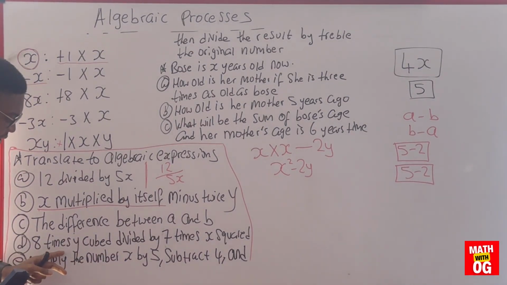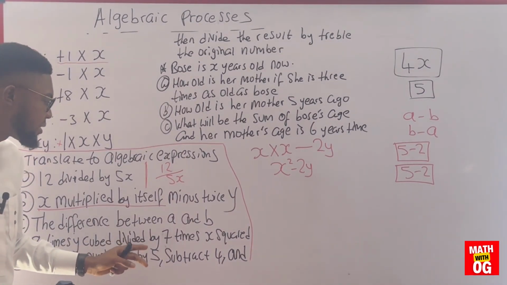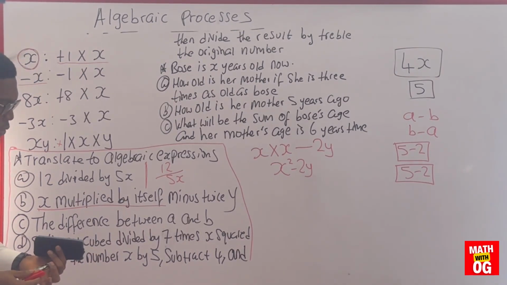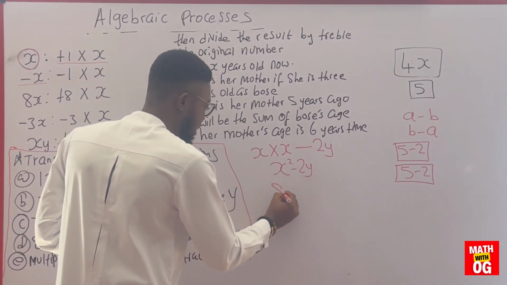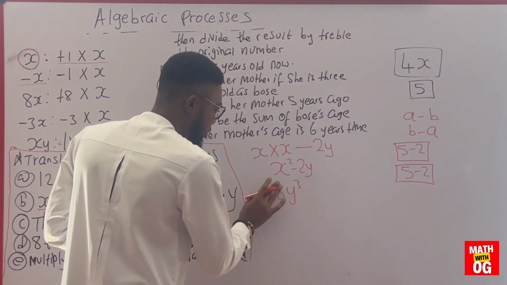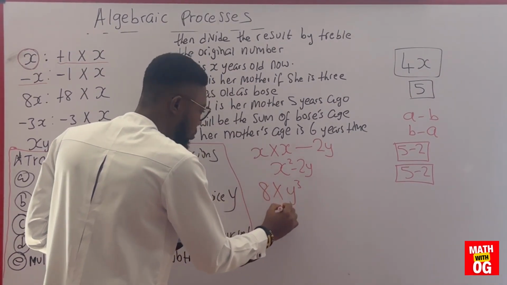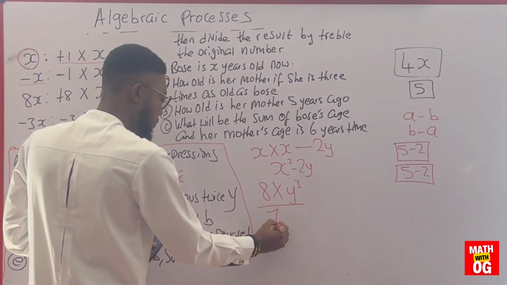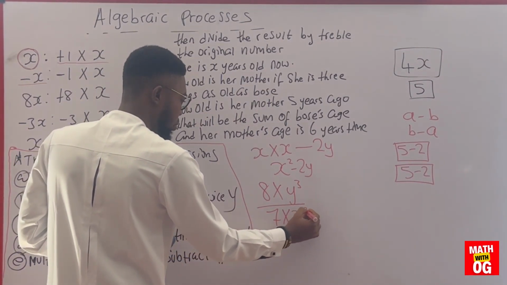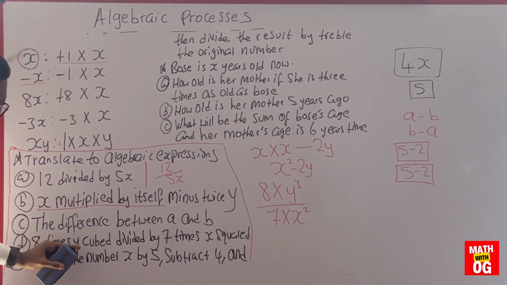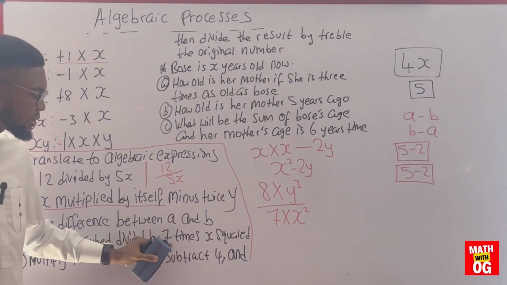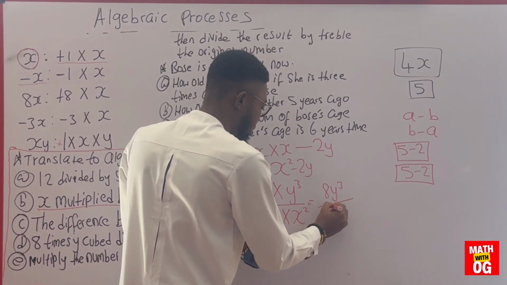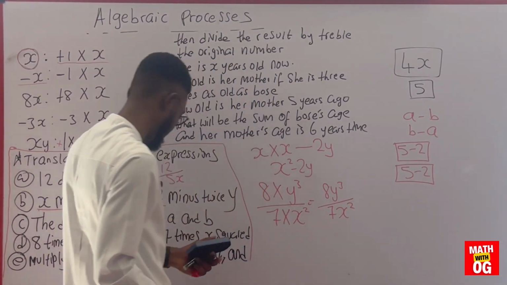Next question, 8 times y cubed divided by 7 times x squared. 8 times y cubed, 8 multiplied by y cubed. Let me write it well. 8 times y cubed divided by 7 times x squared. So that's what we have. This will give us 8y cubed all over 7x squared.